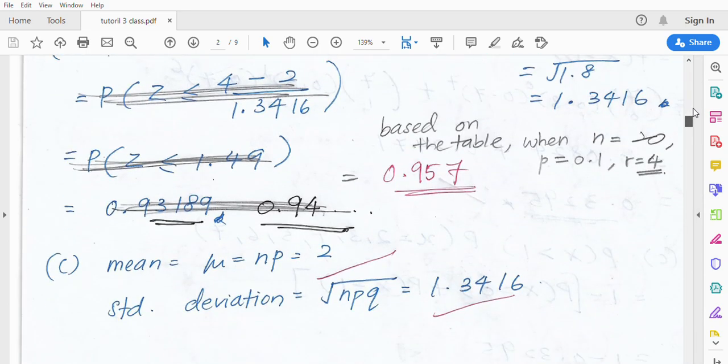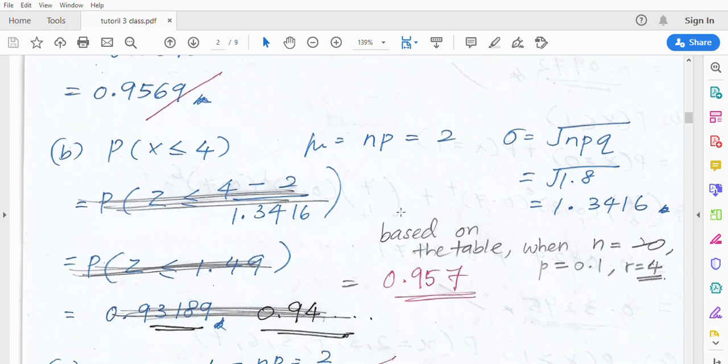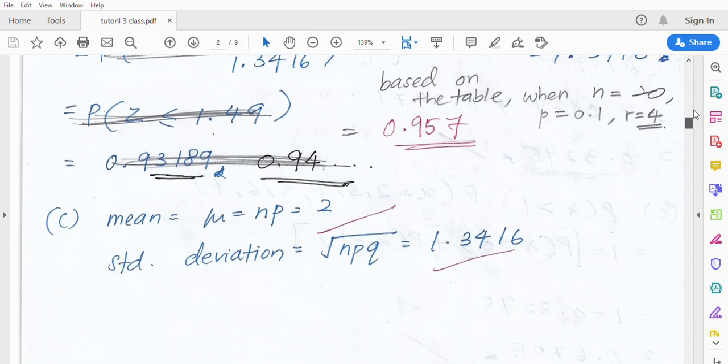Then B, using the table, we have to know the n and also the p, which is 0.1. Based on the table, we will get 0.957. So it can be seen that there is not much change between the table and the formula.